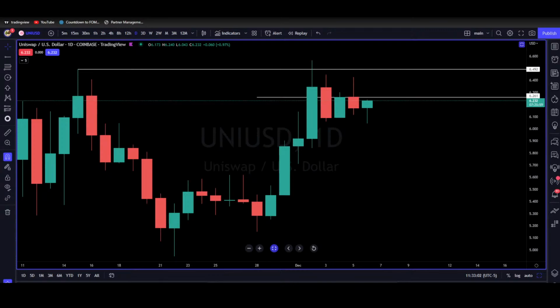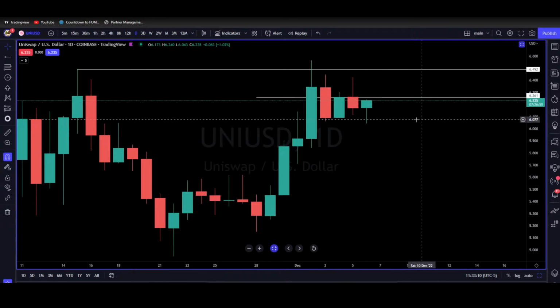Yeah. All right. I got it situated. So, yeah, if this level acts and holds as resistance, $6.26, I will be shorting it. And I will have a near term primary target of 6171, secondary target 6088.